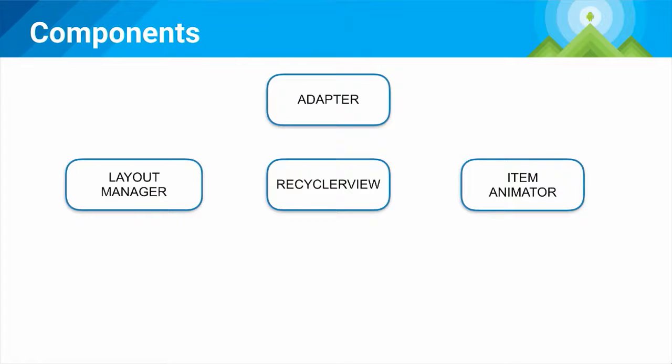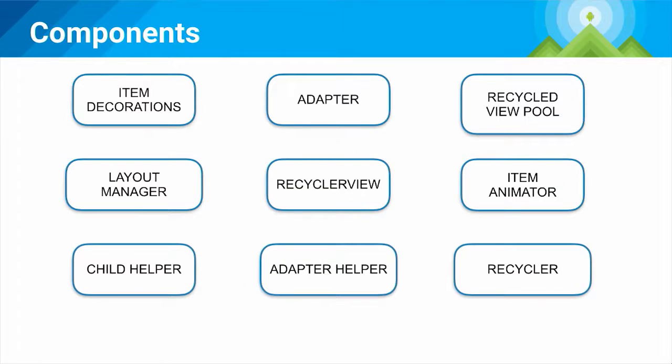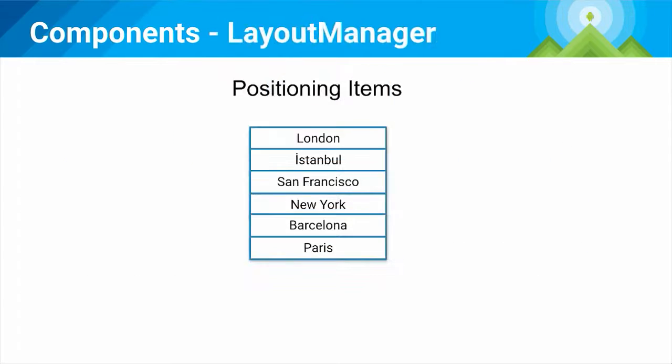Okay, so let's start with the components. So this is RecyclerView, and many of you use the adapter, the layout manager, and the item animator. And some advanced users use the item decorations or even the pool. But actually, all the RecyclerView architecture is based on components. There's more components that you don't see inside. There's a child helper, which handles all these views coming in and out. The adapter helper, which handles your adapter updates, and the recycler. So let's quickly go through these components and know what they are doing.